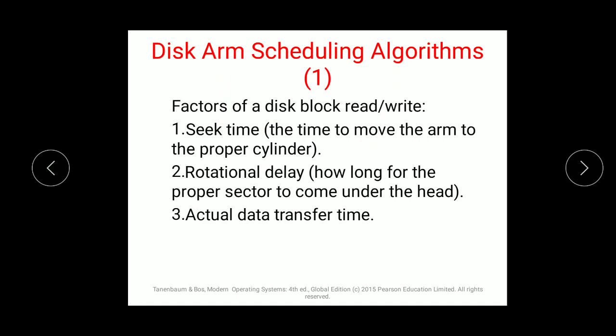Seek time is the time to move the arm to the proper cylinder. So the arm moving to the required storage cylinder is the seek time, that is searching time. Rotational delay is the time for the proper sector to rotate under the head. Then actual data transfer. For the majority of disks, the seek time dominates the other two times, so minimizing the mean seek time can enhance system performance.